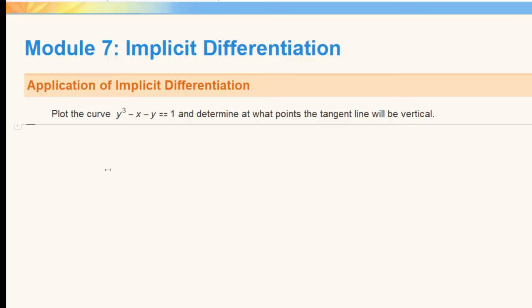Hello everyone and welcome. In this video we're going to look at some applications of implicit differentiation. Specifically, we want to plot this curve y cubed minus x minus y equals 1 and determine at what points the tangent line will be vertical.